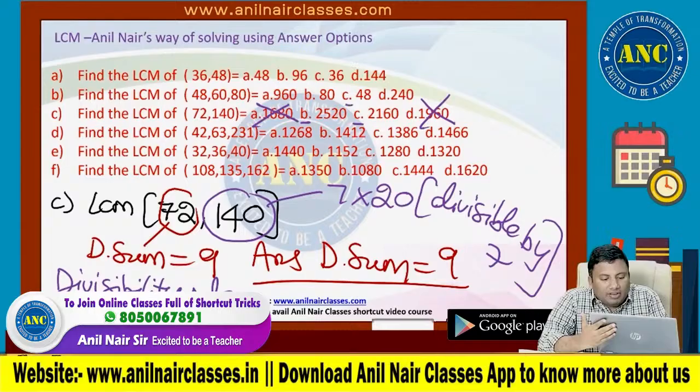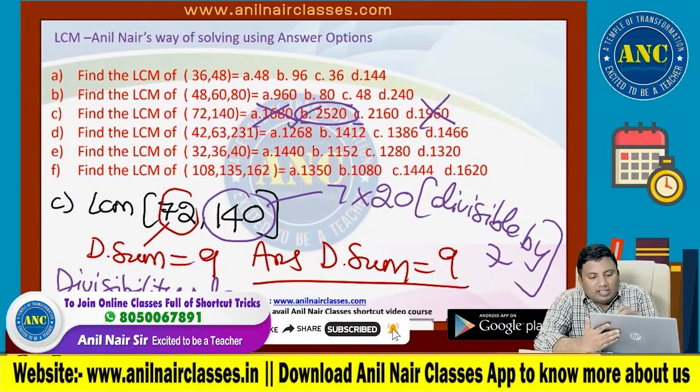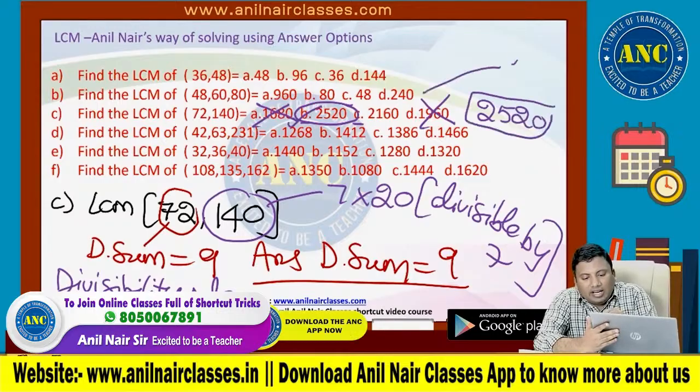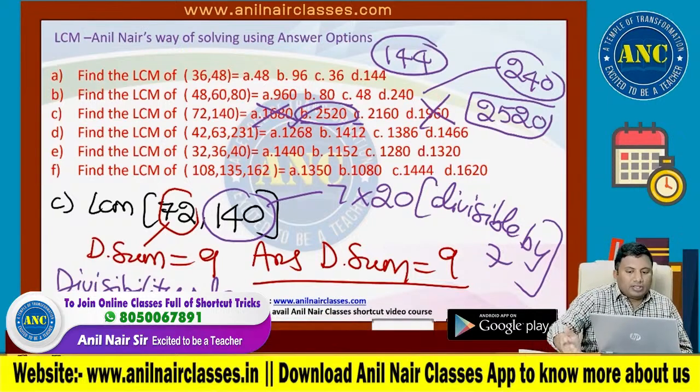7 3s are 21. 420. 7 6s are 42. It is divisible by 7. Answer is 2520 for the third question. For the second question, it is 240. For the first question, it is 144. Right? 2520 is the answer.